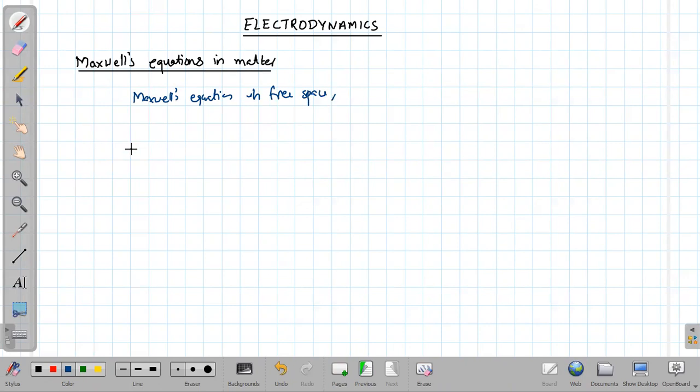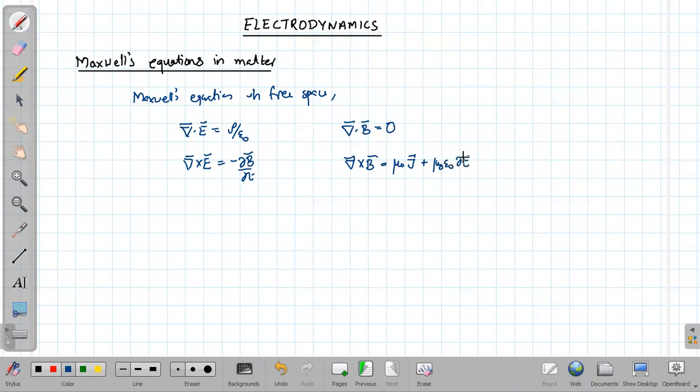It is outside the matter. So the Maxwell's equations outside the matter, we can write del dot E equal rho by epsilon 0, del dot B equals 0, and del cross E equal minus dB by dt, and finally del cross B equal mu 0 J plus mu 0 epsilon 0 dE by dt. Okay, so these are the Maxwell's equations in free space.